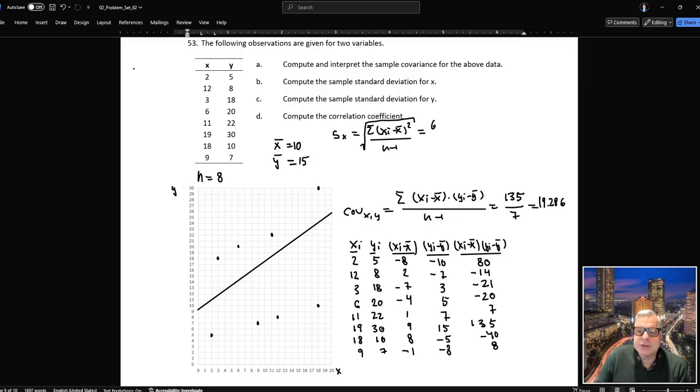Minus 8 is 64, plus 4, plus 49, plus 16, plus 1, plus 81, plus 64, plus 1. Okay, so let's calculate this one.